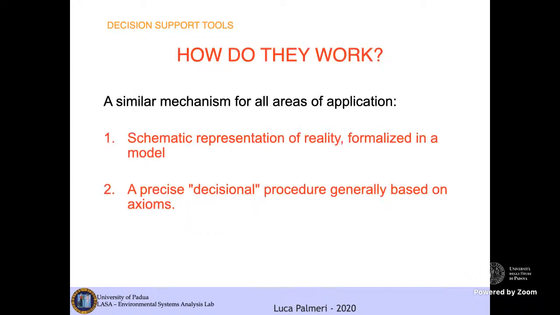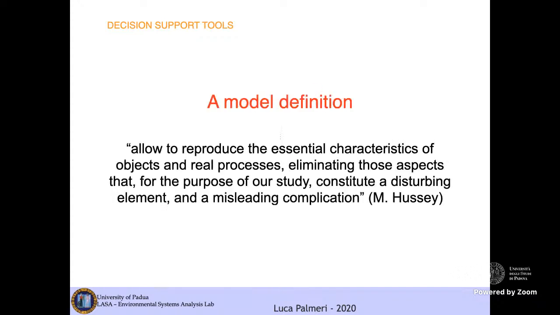How do decision support tools work? There is a similar mechanism for all areas of application. Here we are still introducing decision theory basics. A similar mechanism for all areas of application: a schematic representation of a reality that is formalized in a model, in our language, and then a precise decisional procedure that is generally based on a set of axioms that guide the decision maker in building the ranking of alternatives.